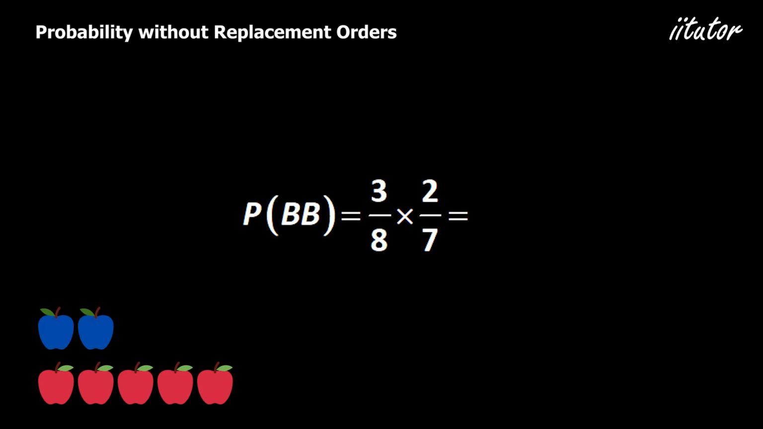Because I've eaten 1 blue apple, I only have 2 blue apples left. And because I've already eaten 1, there's only 7 to choose from. So it's 2 out of 7. Just subtracting 1 from the numerator and denominator, which gives 3 on 28.